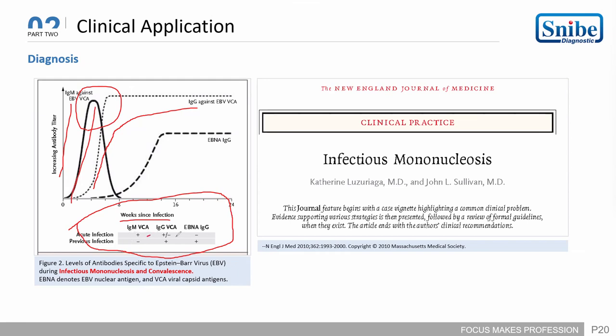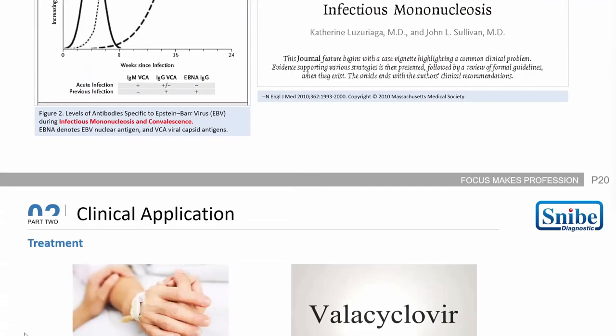To rule out acute infection for the EBV virus: IgM VCA is positive, IgG VCA is sometimes positive, sometimes negative, and EBNA IgG is negative. The interpretation is an acute infection. If IgM VCA is negative, IgG VCA is positive, and EBNA is positive, it is considered a past infection. This diagnostic tool is from the Clinical Practice, New England Journal of Medicine. So this is all the information about that.